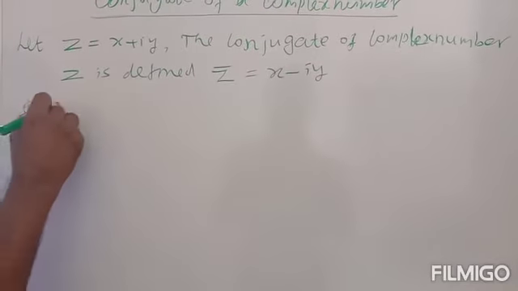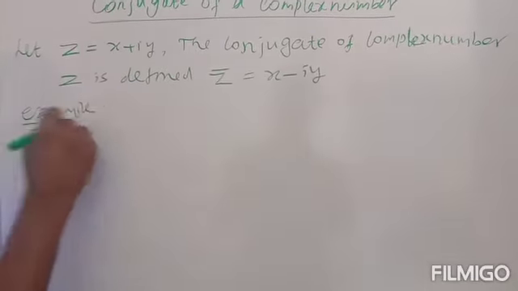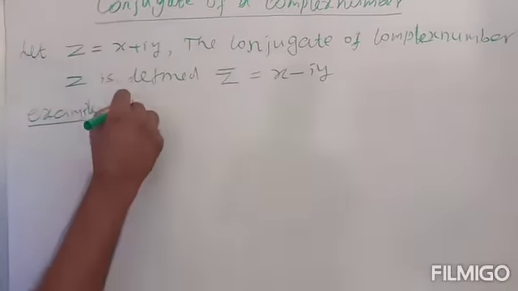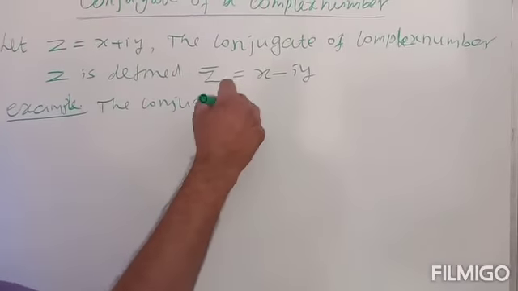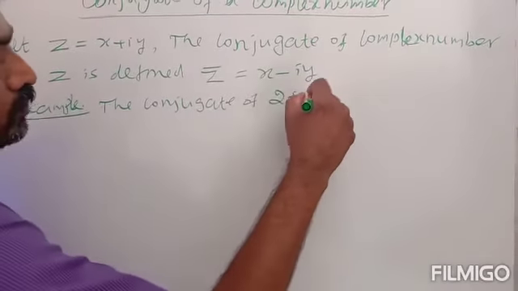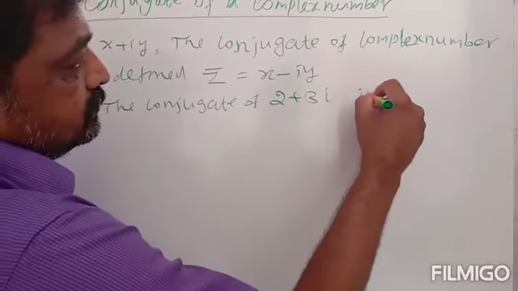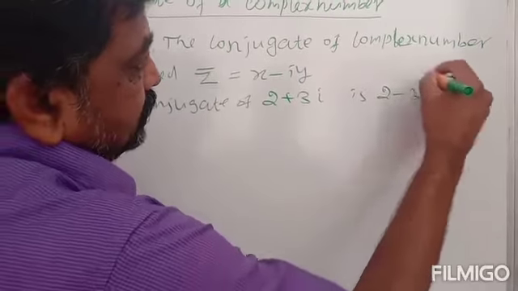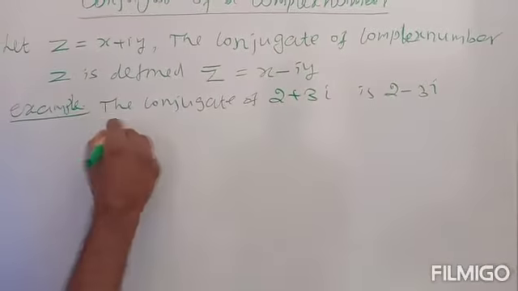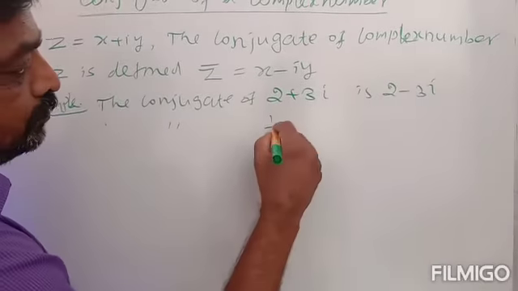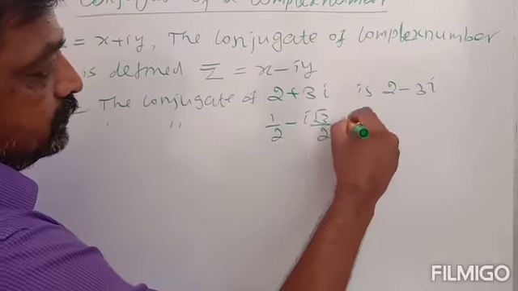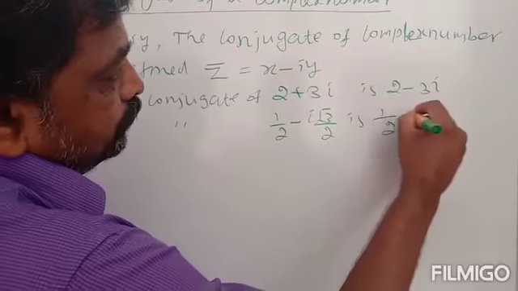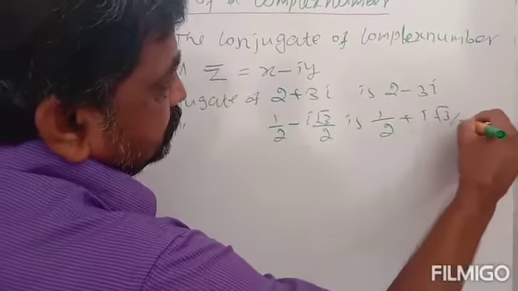For example, the conjugate of 2 plus 3i is 2 minus 3i. The conjugate of 1 by 2 minus i root 3 by 2 is 1 by 2 plus i root 3 by 2.